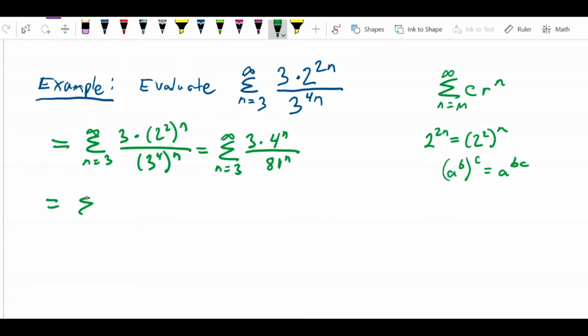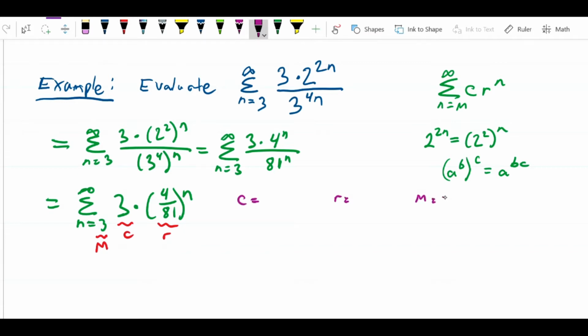This can be rewritten as the sum from n equals 3 to infinity of 3 times 4 over 81 to the n. And once it's written in this form, we can easily see that's r, that's c, and that's m. As always, the combination of c, r, and m will completely define our answer. So c is 3, m is 3, and r is 4 over 81. We'll do a final check. Is it the case that the absolute value of r is less than 1? Yes, certainly, 4 over 81 is between negative 1 and 1.